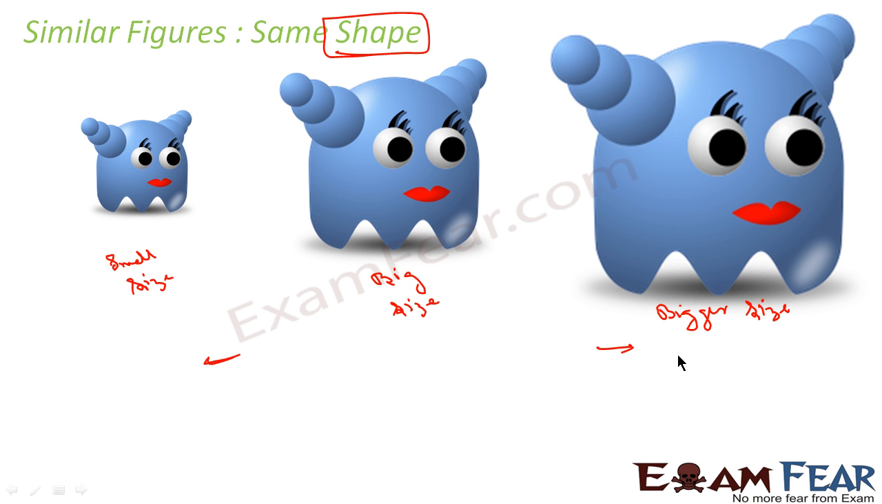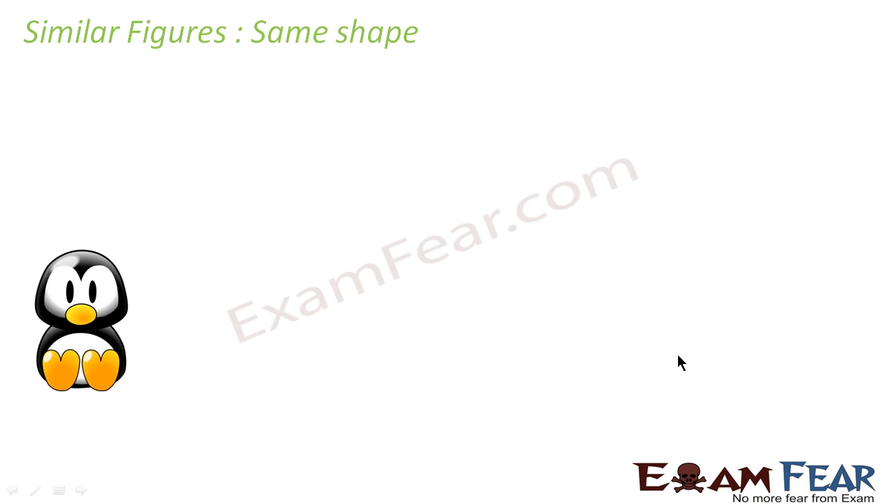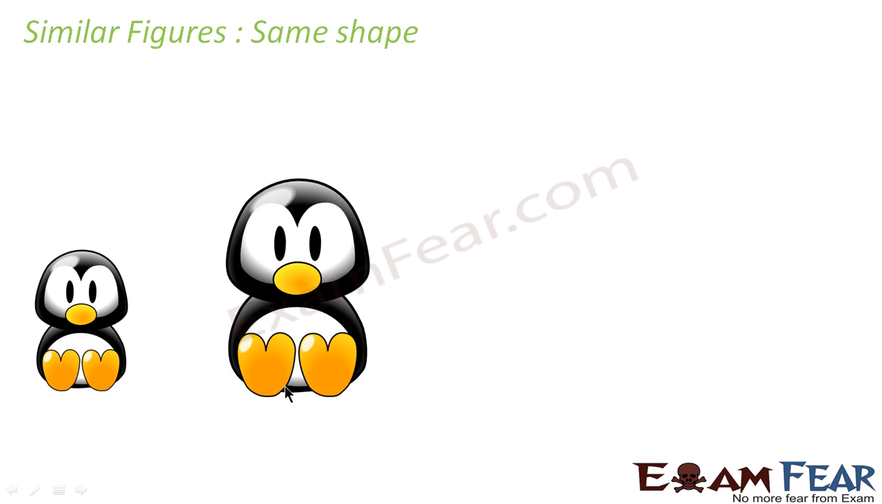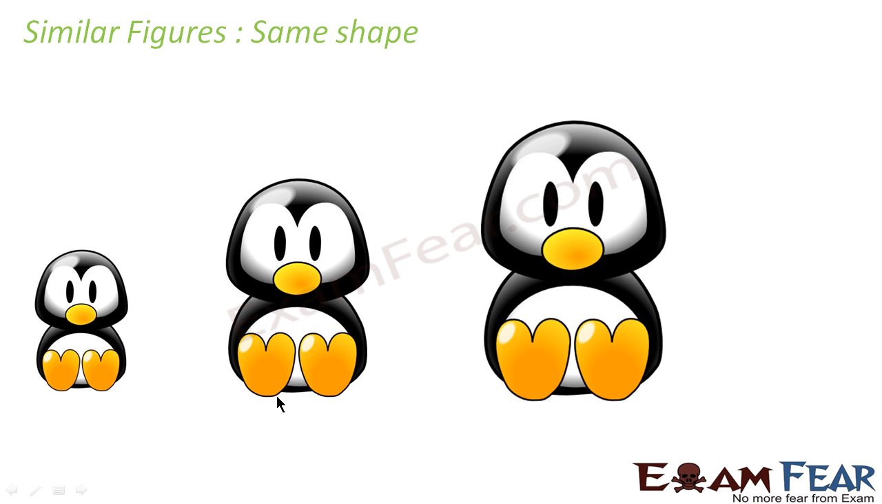We'll take some more example. So this teddy bear, if you see, and this teddy bear, again here the shape is same but the size is different. This is smaller size, bigger size, bigger size. Same shape, same shape, same shape. So in case of similar figure, what we are seeing is that objects have same shape but different size.